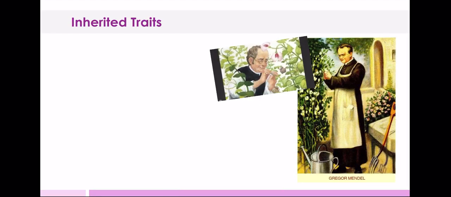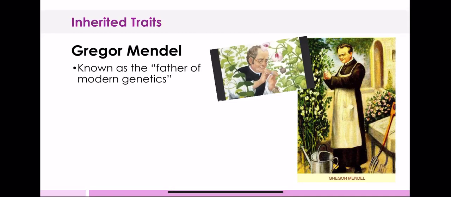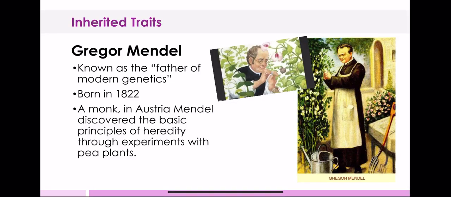All right, here's the guy responsible for these ideas, Gregor Mendel. Hopefully you remember him from earlier in the year, but Gregor Mendel is known as the father of modern genetics. He was born in 1822. He was a monk in Austria, and he discovered the basic principles of heredity by experimenting with pea plants.